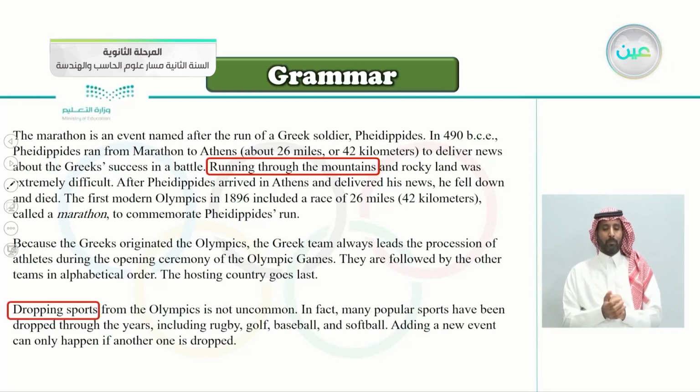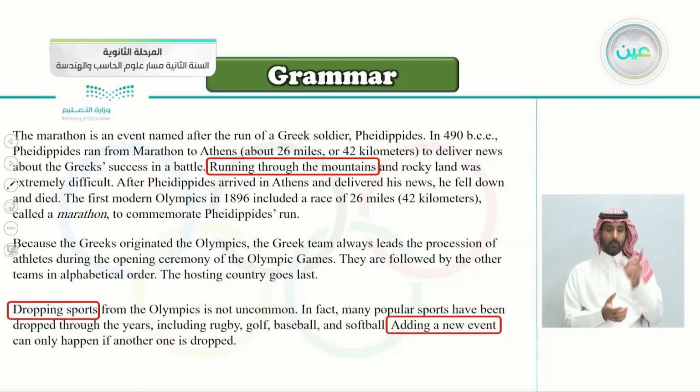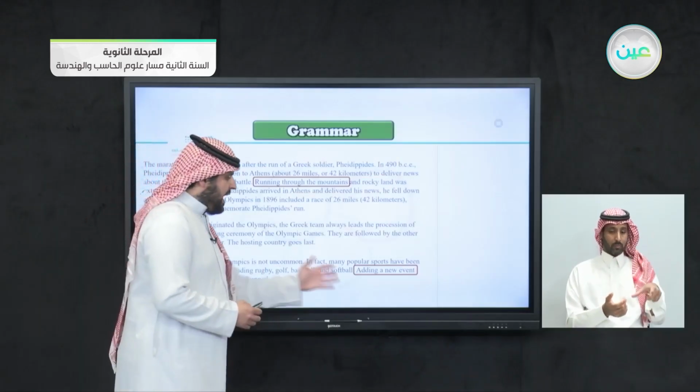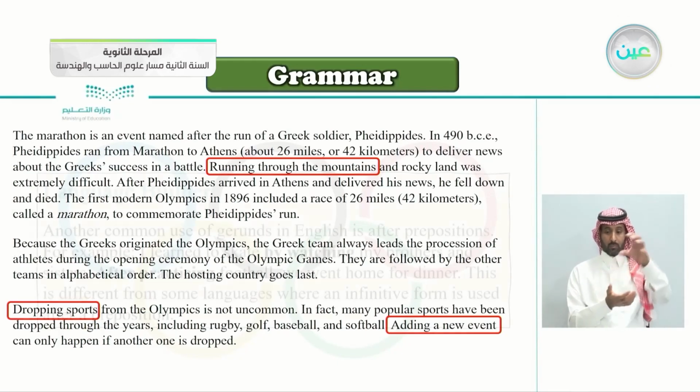Also here, dropping sports from the Olympics is not uncommon. So dropping here is a gerund as a subject. Also, adding a new event and softball. Adding a new event can only happen if another one is dropped. So adding here, of course, is a gerund as a subject.